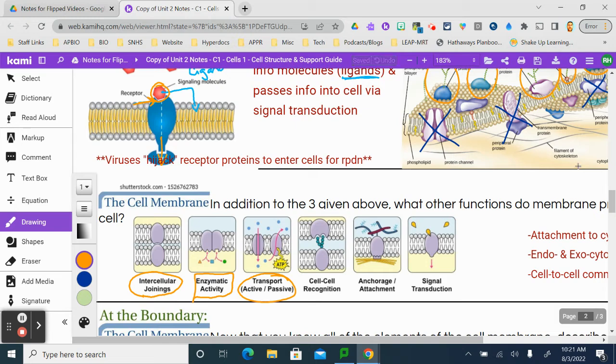There's a cell-to-cell recognition. Notice again, we have this glycoprotein, this carbohydrate side chain is sticking up. Anchoring and attachment. For example, we need proteins in order for the cytoskeleton to be anchored to it. And so you'll have these specialized proteins that allow those to be anchored. Signal transduction is this whole communication thing. We have an entire unit on cell communication and signal transduction and how that actually works. So these are the receptor proteins receiving the information. How do they receive it? How do they pass it in? But that's another important function.